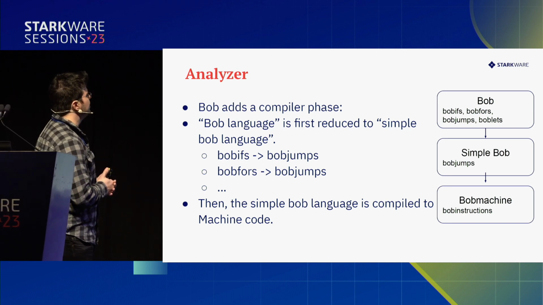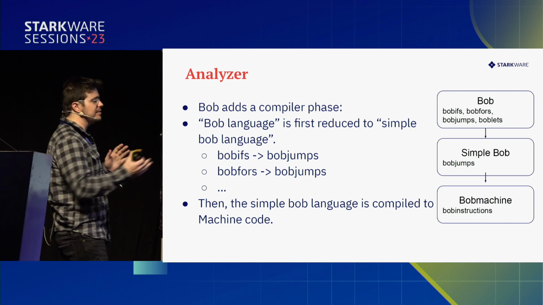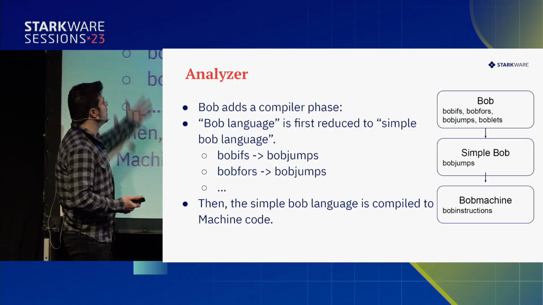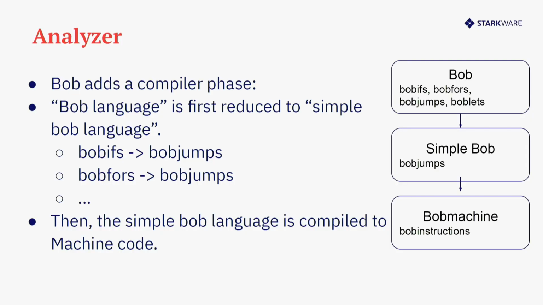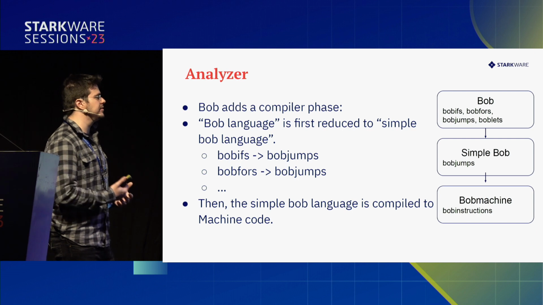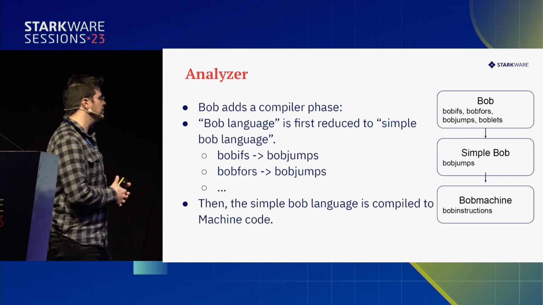What this compiler phase does is reduce the big Bob language into the simple Bob language. In this, the transformation is taking things like Bob ifs and converting them to Bob jumps. Also, Bob fors are converted to Bob jumps. And instead of a lot of syntax nodes that are relevant for the high-level language, simple Bob is using very simple constructs, as few constructs as possible to still stay expressive, but we want it to be as simple as possible.